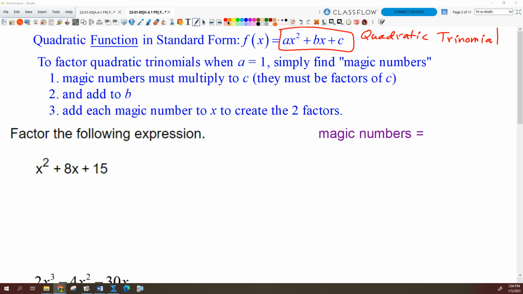Okay, tri means three. So it's a polynomial with three terms. It's got an x squared term, an x term, and a constant. This is different than the stuff we looked at yesterday, right? When we looked at the difference of squares, that's a binomial, has two terms.